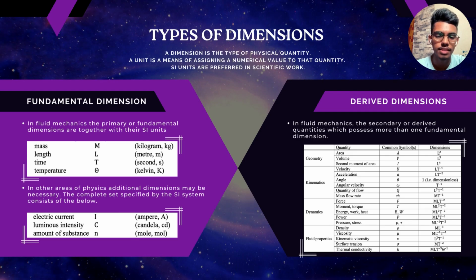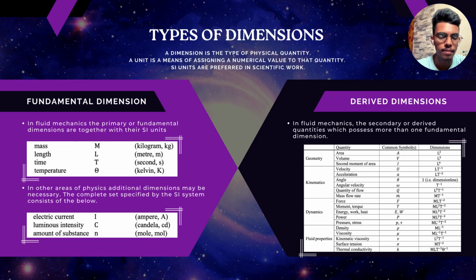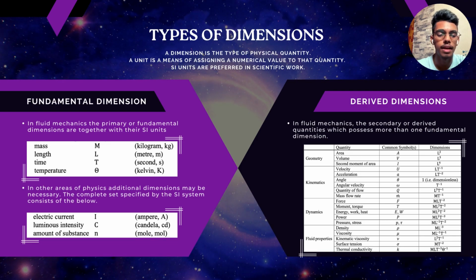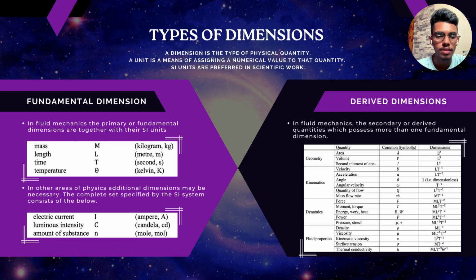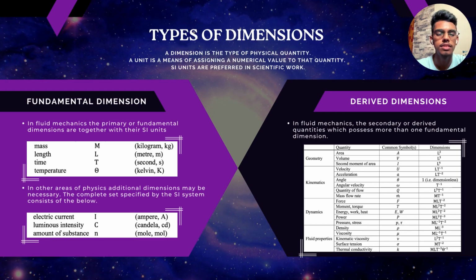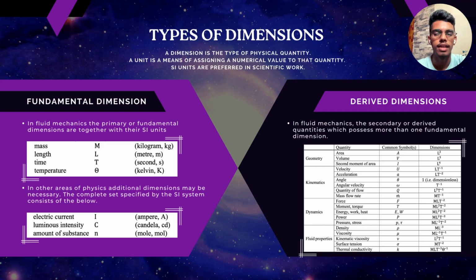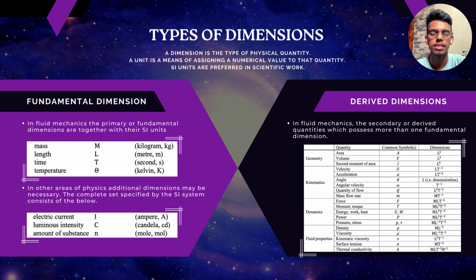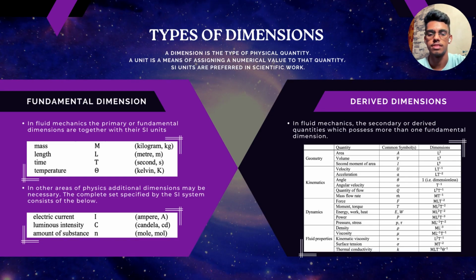For example, the symbol for density is rho, and the dimension is capital M, L to the power of negative 3. And for viscosity, the common symbol is mu, and the dimension is capital M, L to the power of negative 1, and capital T to the power of negative 1. So these are examples of derived dimensions.